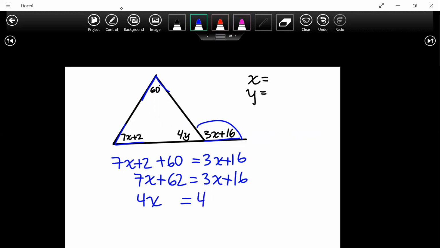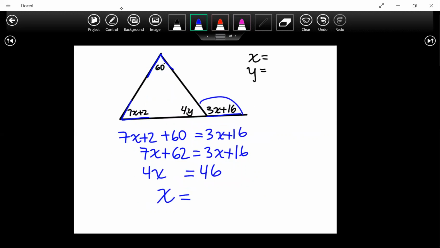46? And I don't think it goes into it evenly. X will be equal to what? Divide 46 into 4. It's a decimal. 11.5? Let's just say it's 11. I know it's not, but let's just say it's 11 for good numbers. It would be negative, but let's just assume it's positive.